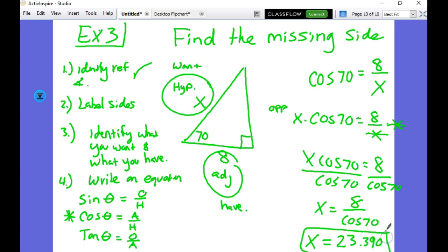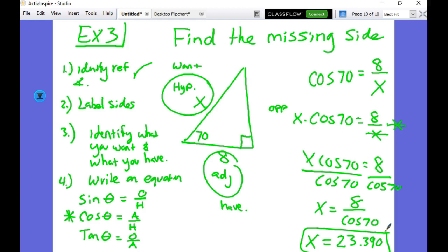23.390-ish. So let's not miss the gravity of what we've just accomplished here. I told you I have a triangle with an angle of 70, and I told you this side here was 8. We just used trigonometric ratios to prove that this side has to be 23.39. That's what trigonometry does for you. It allows you to use an angle to find the relationships between the sides. Okay? So that's what trigonometry is.